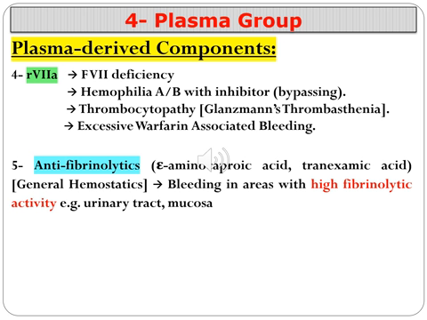The last in our list is the antifibrinolytics, which are therapies used to inhibit clot lysis and stabilize clot formation. They are considered as general hemostatics, and the famous two examples include the epsilon aminocaproic acid and the tranexamic acid. Both can be used in bleeding in areas with high fibrinolytic activity like urinary tract bleeding or mucosal bleedings.